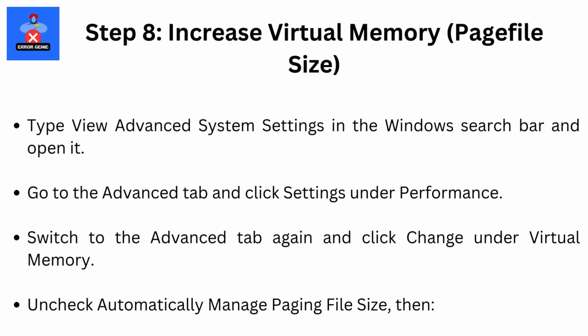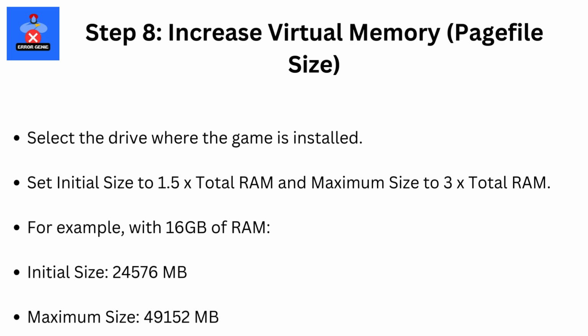8. Increase virtual memory, page file size. Type View advanced system settings in the Windows search bar and open it. Go to the Advanced tab and click Settings under Performance. Switch to the Advanced tab again and click Change under Virtual Memory. Uncheck Automatically manage paging file size, then select the drive where the game is installed. Set initial size to 1.5 times total RAM and maximum size to 3 times total RAM.